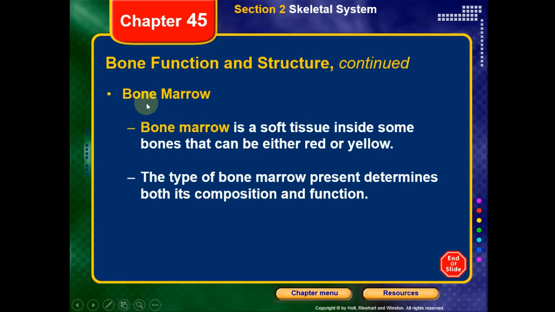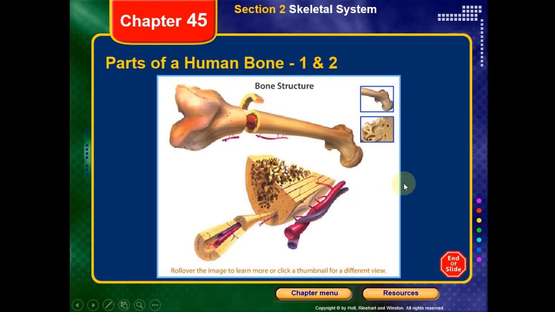Let's move to the bone marrow now. The bone marrow is a soft tissue inside some bones that can be either red or yellow. The type of bone marrow present determines both its composition and function. Great.